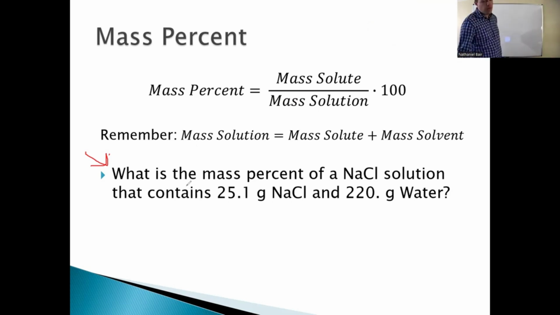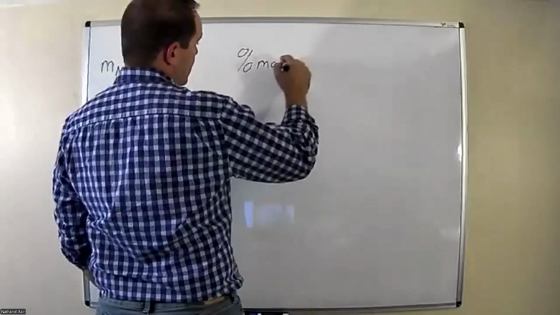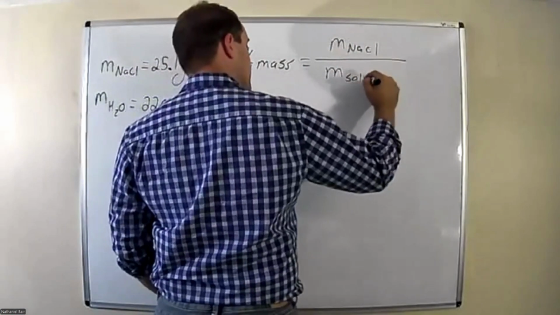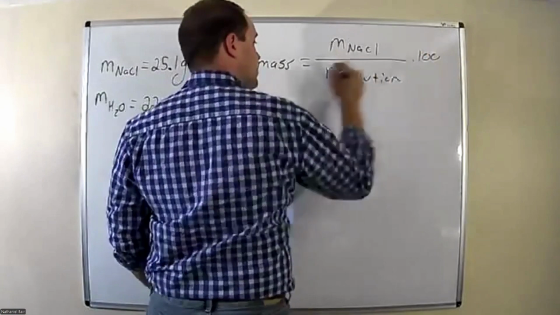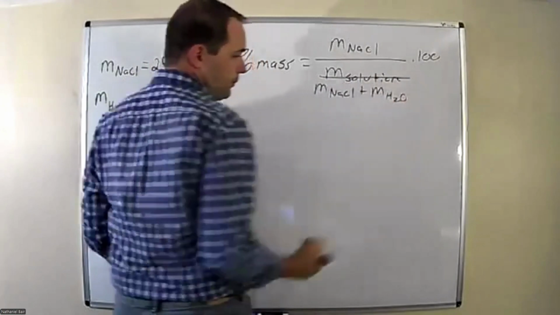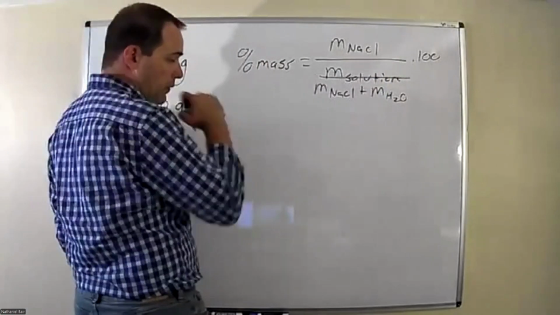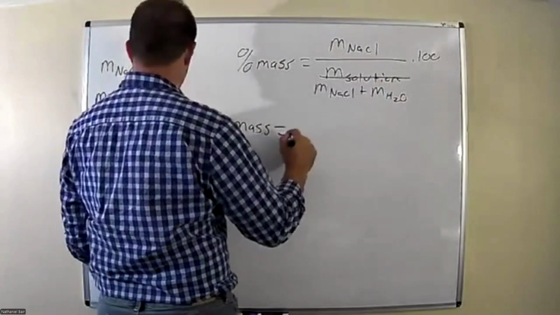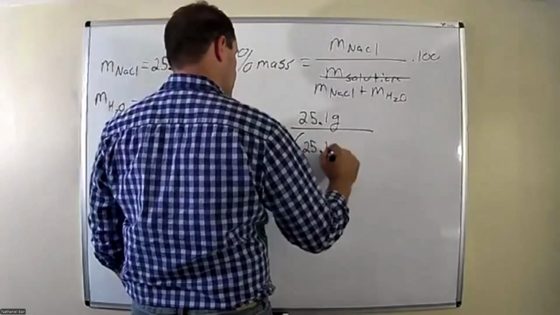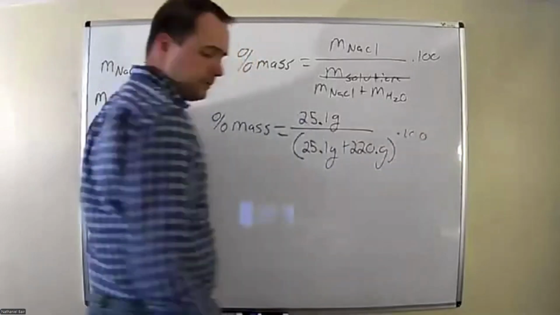You got this. All right, so let's take a look here. The percent mass of a solution is equal to the mass of the solute, which in this case is the sodium chloride, divided by the total mass of the solution, times 100. Well, the solution is the solute, sodium chloride, and the solvent, water. So a lot of people like to just put 220 down here, but it's not. That's only the solvent. The percent mass for the solution is going to be 25.1 grams divided by the sum, 25.1 plus 220, and then times 100.